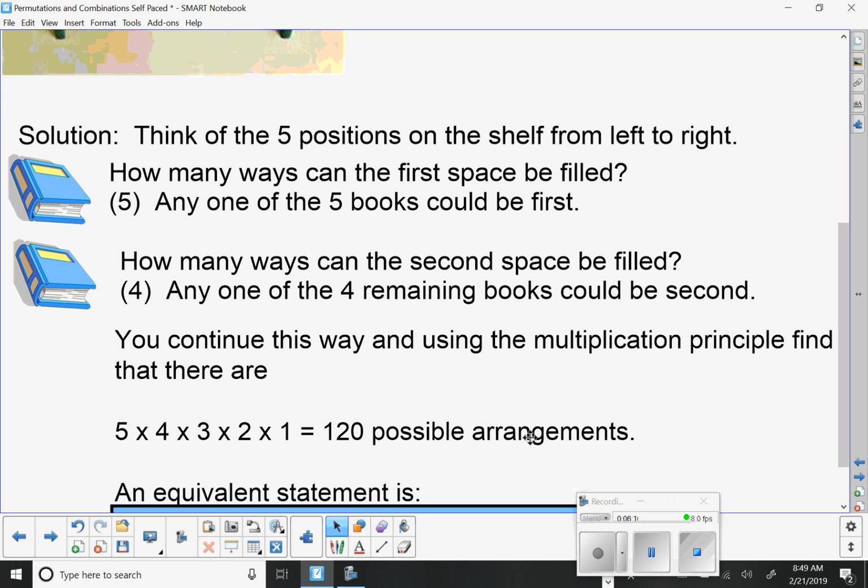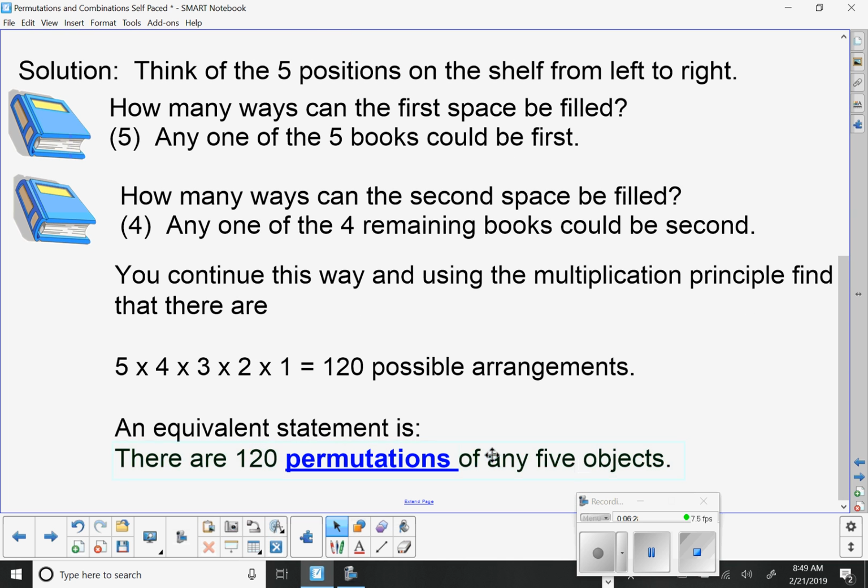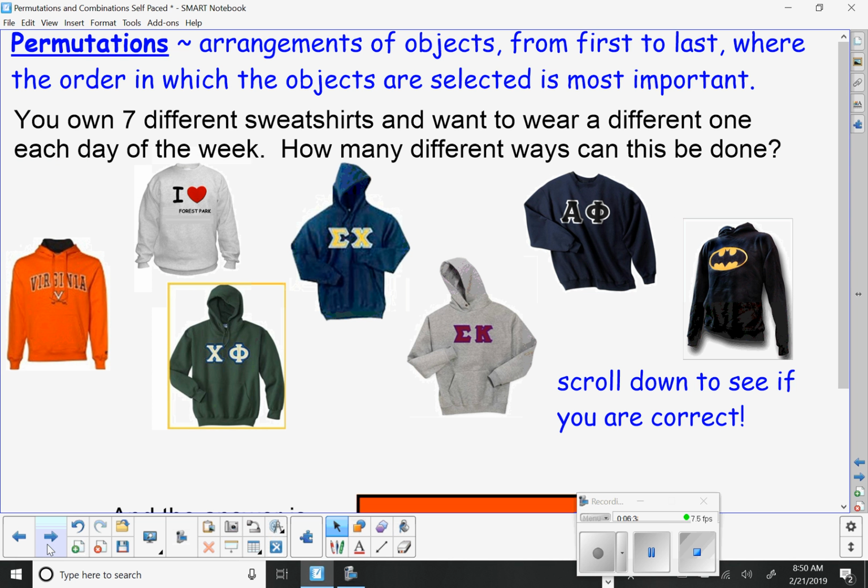That makes for 120 possible arrangements. Notice we're using the counting principle. There were 5 possibilities in the first place, 4 in the second, 3 in the third, 2 in the fourth, and only 1 possibility for the 5th place. An equivalent mathematical statement is that there are 120 permutations of any 5 objects. Okay? Permutations. Order matters.